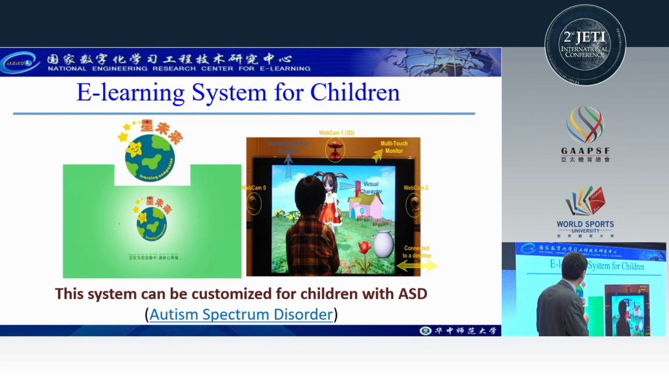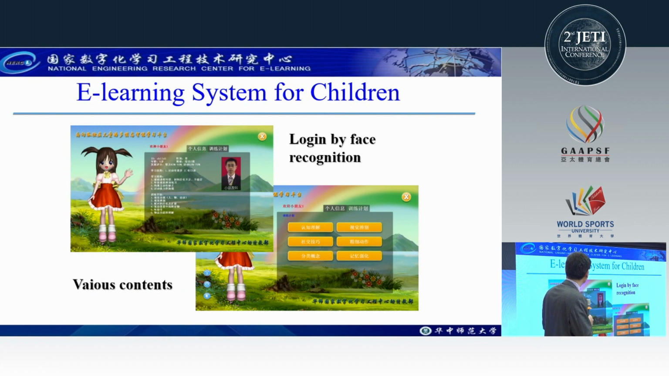Our university developed a lot of e-learning systems for children, especially for children with autism. This system is already deployed in special schools, because these children have difficulty interacting with other children, but they can learn by using the systems.